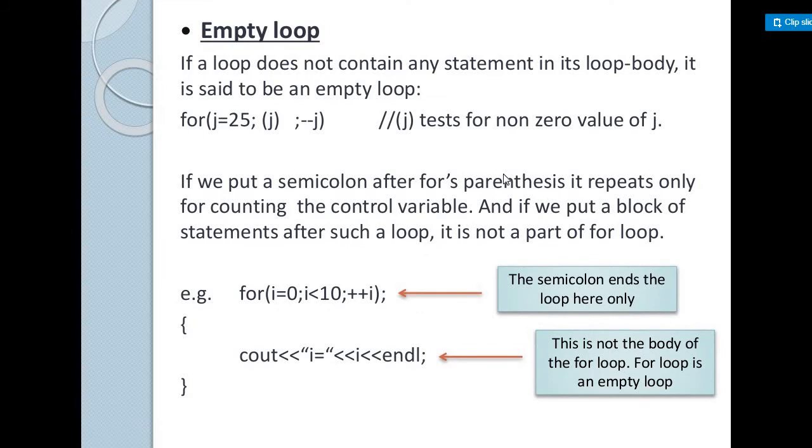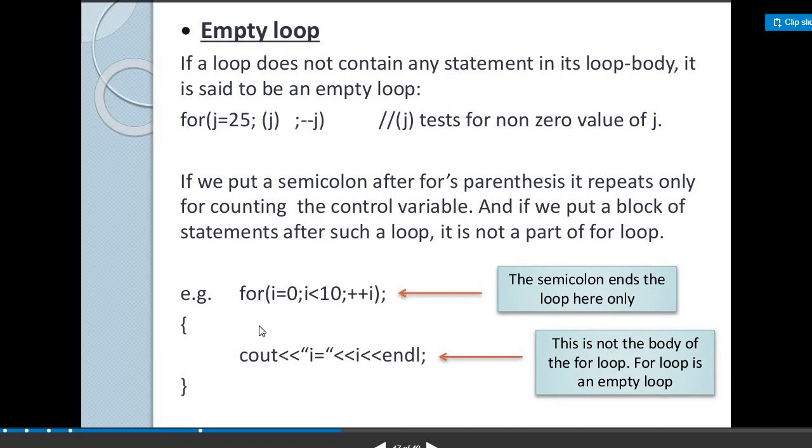Empty loops. So if a loop does not contain any statement, then the loop becomes empty. So if there is nothing in the body, then it is an empty loop. If we put a semicolon after the parentheses, it repeats only for counting the control variable. And if we put a block of statements after such a loop, it is not a part of the for loop. So this is how we have a for loop.